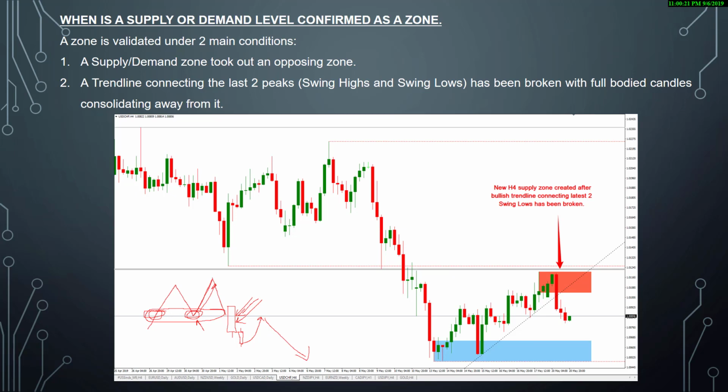Now, number two, a trend line connecting the last two peaks, which can be either swing high or swing low, has been broken with a full-bodied candle consolidating away from it. Like on this illustration, take note of this strong bearish candle here. We've got this swing low, then another low here, higher low, higher low. The two can be connected together with a trend line, which is our dotted line.